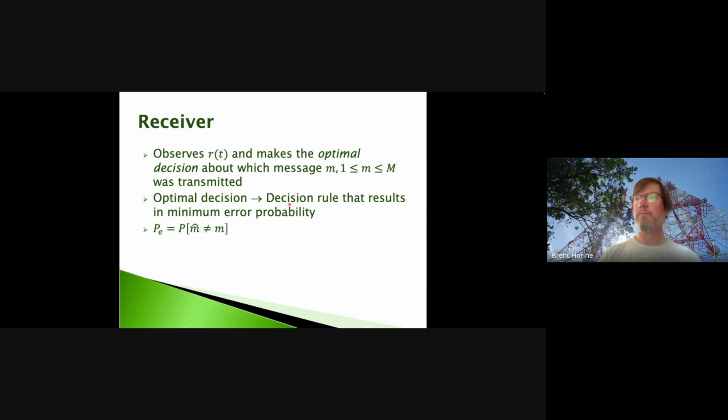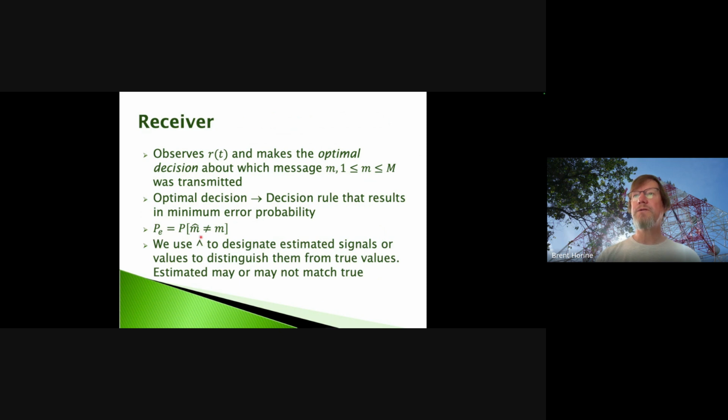The particular symbol that was sent, right? So that's an error probability. If our estimate of what was sent does not match what was actually sent, then that's an error. So what is the probability of that? We use this little caret up here to designate estimated signals or symbols or values, to distinguish them from the true values. The receiver doesn't know this. It's its job to figure out what this is. What it's doing is making an estimate.